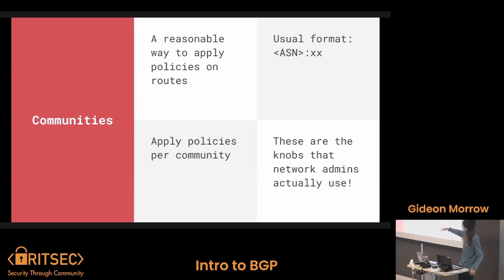Your communities, they're how you apply policies. If you are adjusting knobs on BGP, you're using a community. That's just the way it's done. In the usual format, you have the AS number, and then a colon and the community number. And then there are some policies and you apply policies per community. These are the knobs you actually would be pulling if you were running a BGP network. You want to apply policy, you change communities, that's how that works.